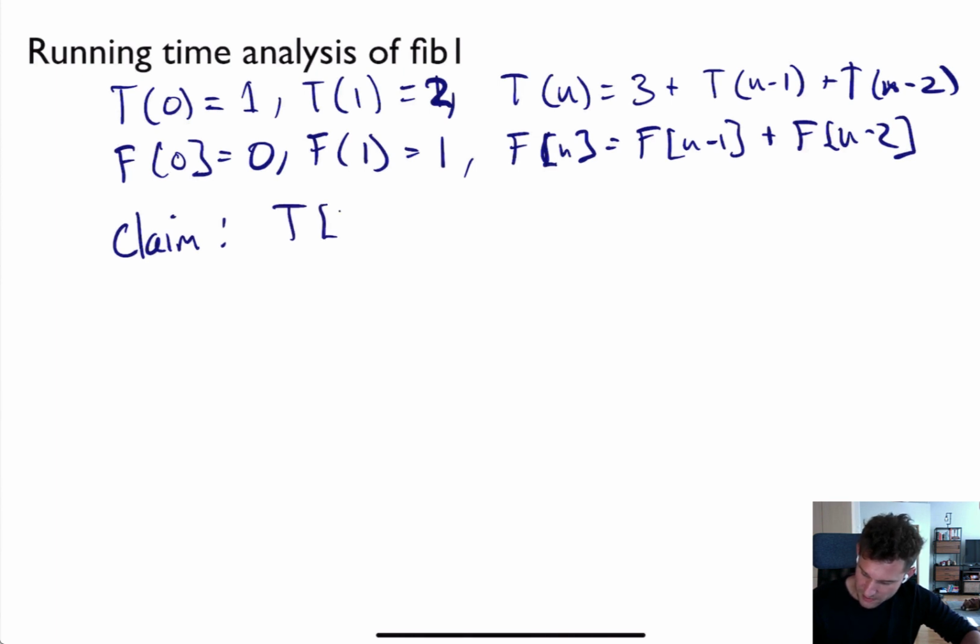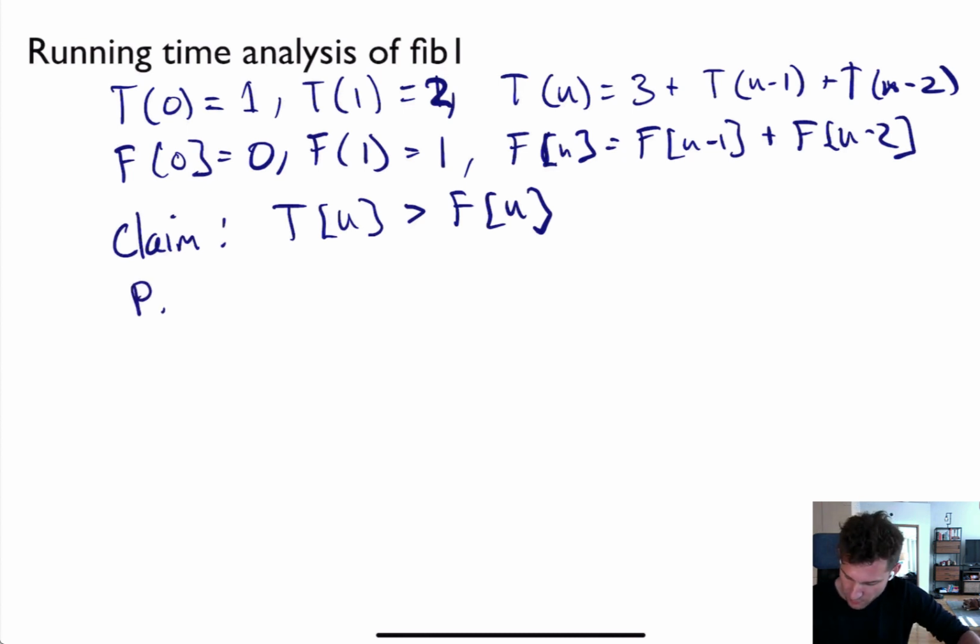T of n is always bigger than f of n, right? Just given these two expressions. Now, why is that? Well, I guess this can be proven using induction. So I'll just write proof is an exercise. You just have to check the base case and then the recursive step.